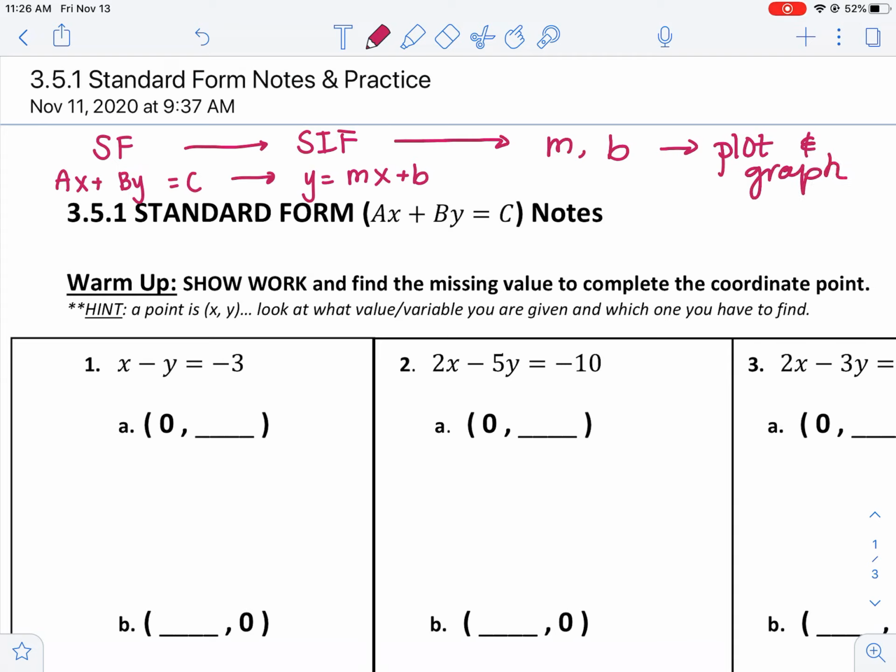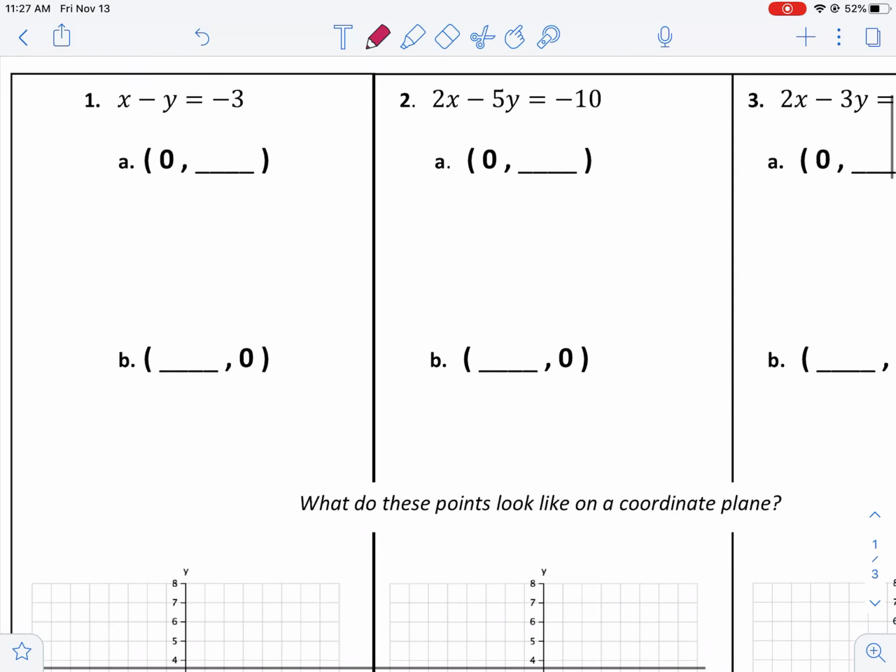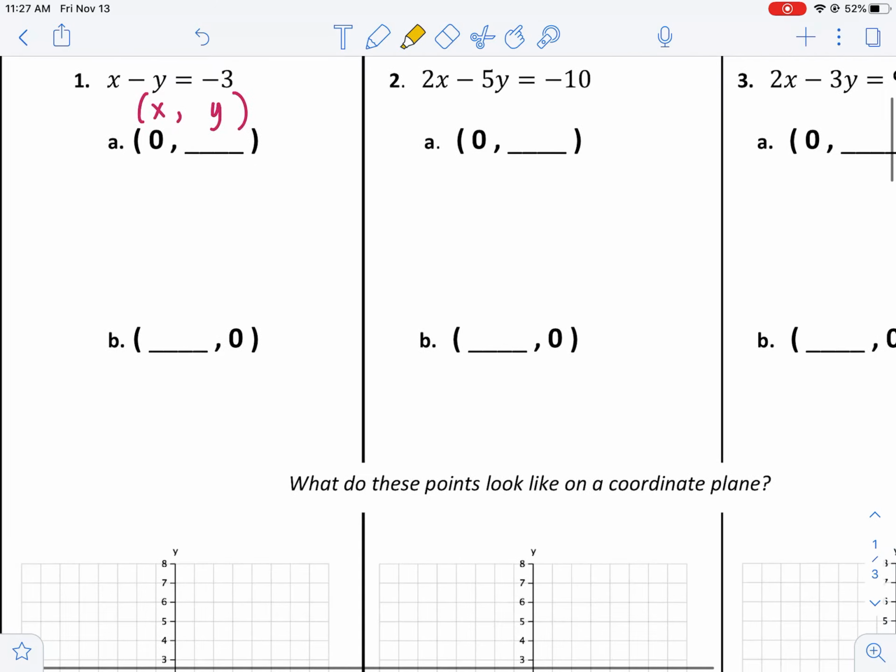Now, if this is your strategy and you feel completely comfortable rearranging for y and then graphing that way, that is amazing, okay? If you struggle with maybe the double negatives, the fractions, understanding what stays a coefficient and what doesn't, then please, let's use this new strategy, okay? So, we've got standard form equations here, and we have an ordered pair that we know is always going to be written as x comma y, all right?